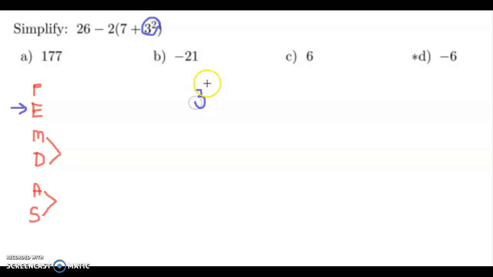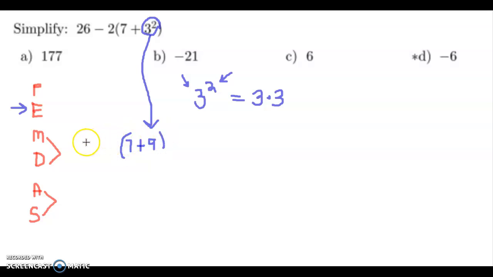Remember, if I have 3 squared, the exponent of 2 tells me how many times to multiply the base, which is 3, times itself. So this exponent really means 3 times 3. It never means 3 times 2. The 2 tells you how many times to multiply the 3 times itself. Well, 3 times 3 is 9. I'm going to draw an arrow here so you can see where I'm getting that information from. I'm going to bring down the 7 and the plus sign, bring down the parentheses still, and then the 26, and then the minus 2.